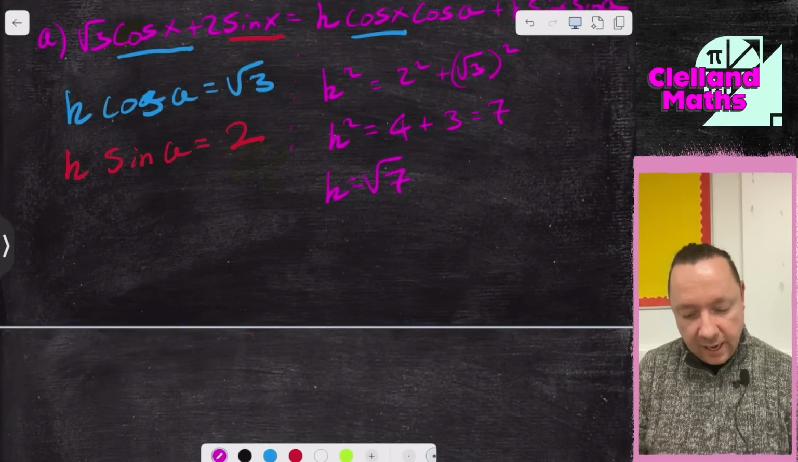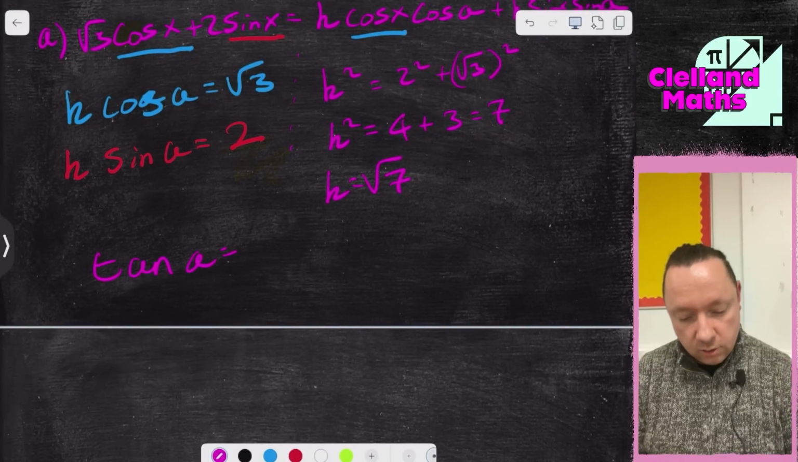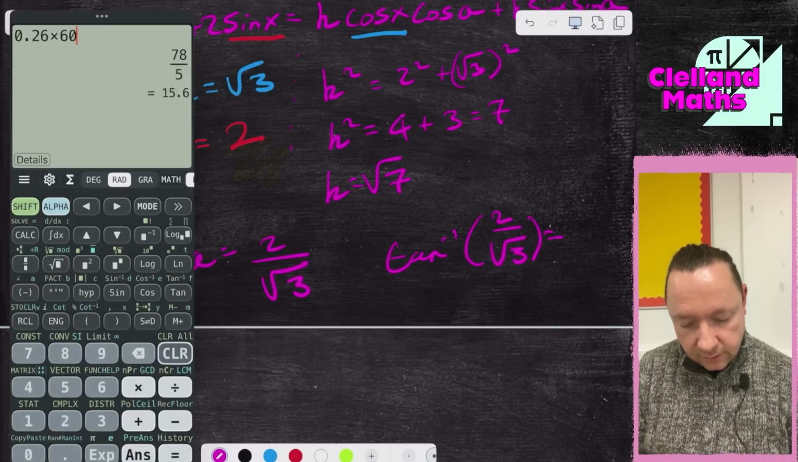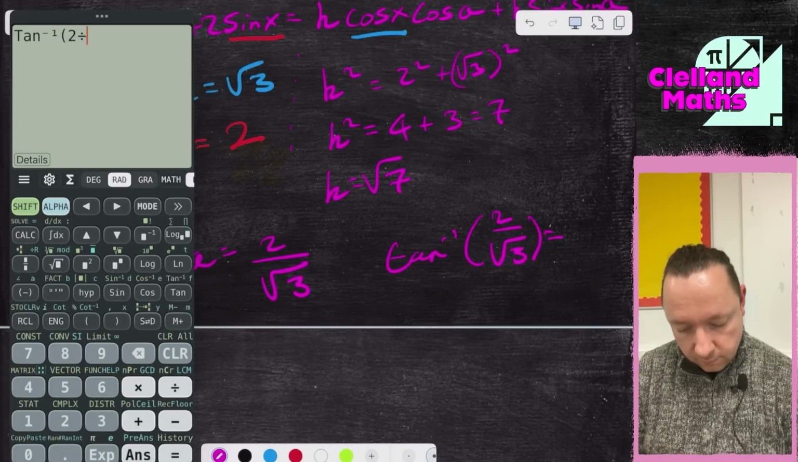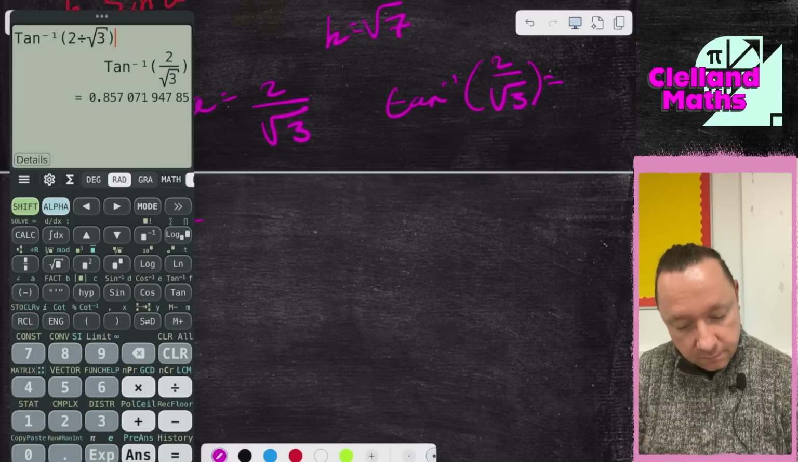And then we need to find tan a, which is sine divided by cos, 2 over root 3. So I'll do the inverse tan of 2 over root 3, working in radians. That's 0.857.